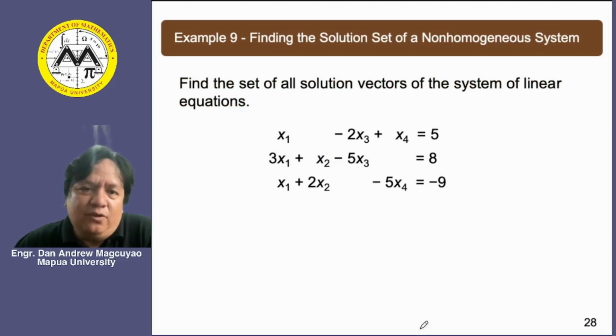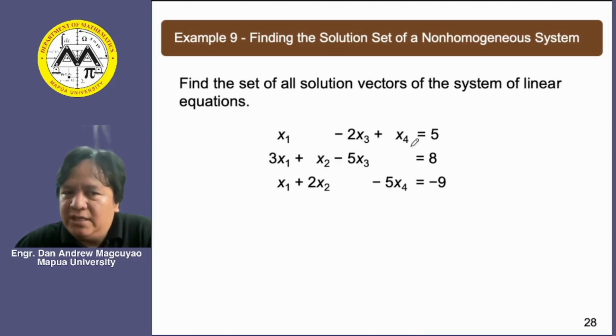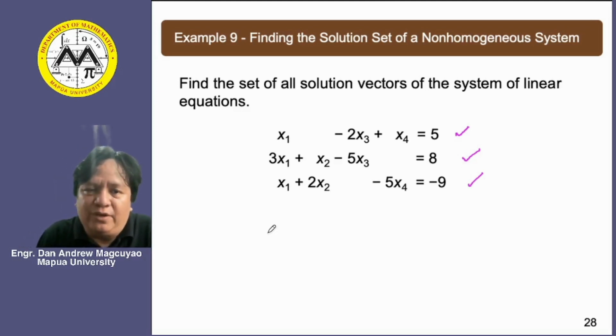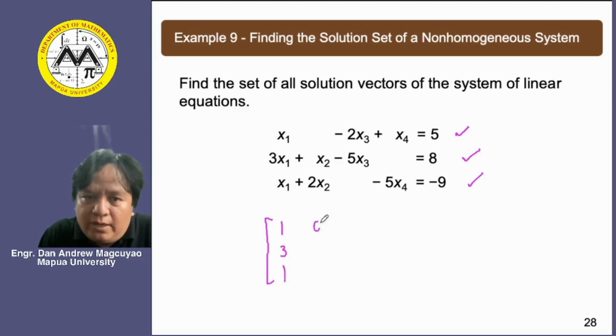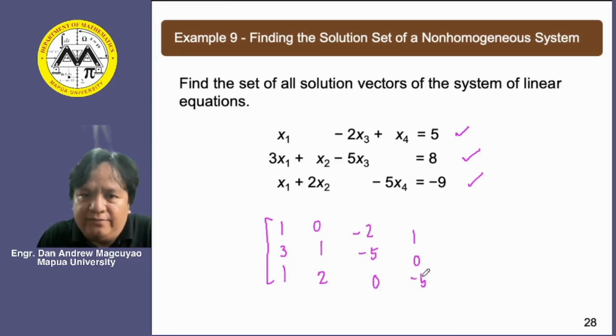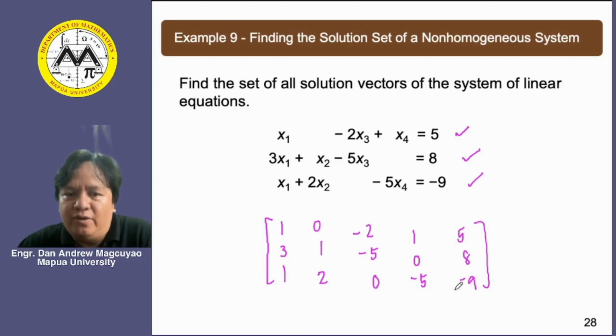Find the set of all solution vectors of the system of linear equations x1 minus 2x3 plus x4 equals 5, 3x1 plus x2 minus 5x3 equals 8, and x1 plus 2x2 minus 5x4 equals negative 9. What do we do with these systems of equations? We first form the augmented matrix, with rows 1, 0, -2, 1, 5; 3, 1, -5, 0, 8; and 1, 2, 0, -5, -9.